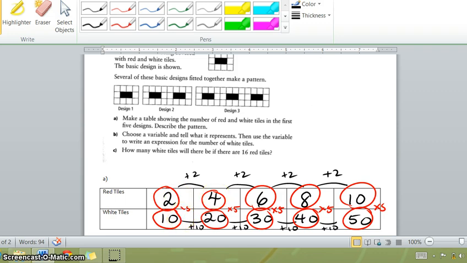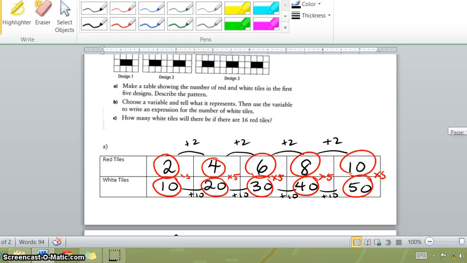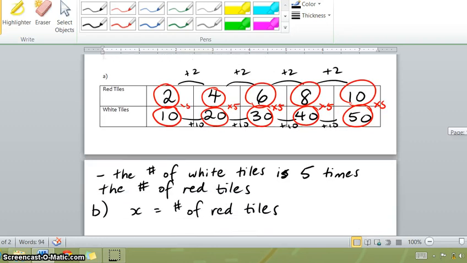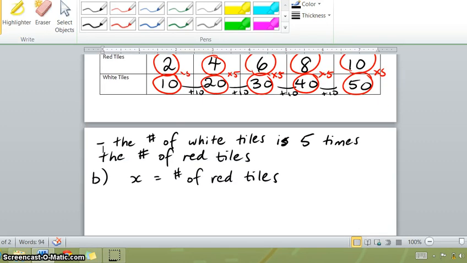Now it also says to use the variable to write an expression for the number of white tiles. So the number of white tiles would be 5 times x. Because again, the number of white tiles is 5 times the number of red tiles. 5x equals the number of white tiles.